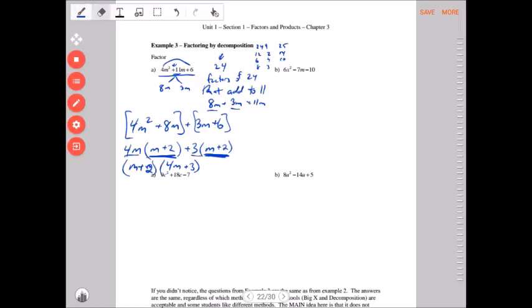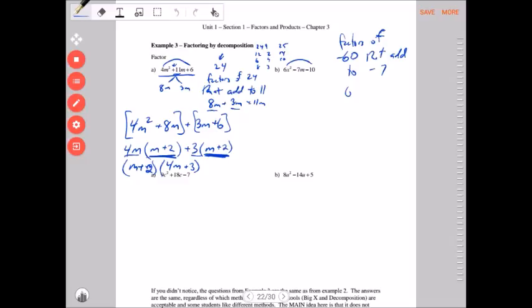Okay, so let's try B, just to kind of cement these ideas. So 6 and 10, that's negative 60. 6 and negative 10. So I'm looking for factors of negative 60. So factors of negative 60 that add to negative 7. Okay, so what would factors of 60 be? If we look at the factors of 60, let's not worry about the negative 60 for a bit. Let's just look at factors of 60.